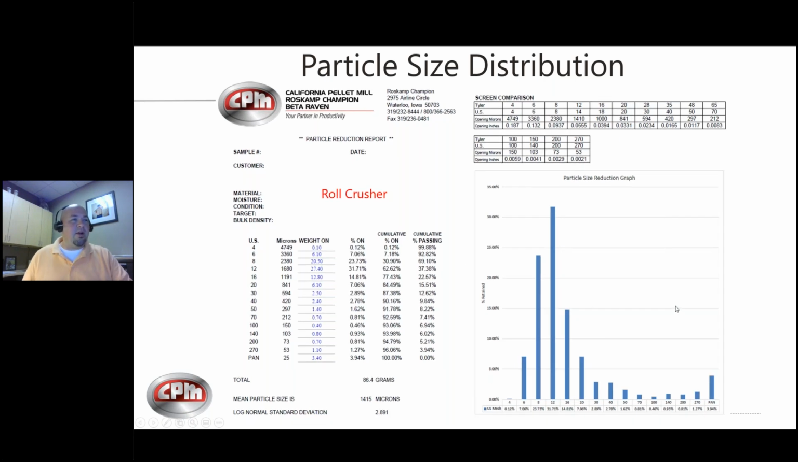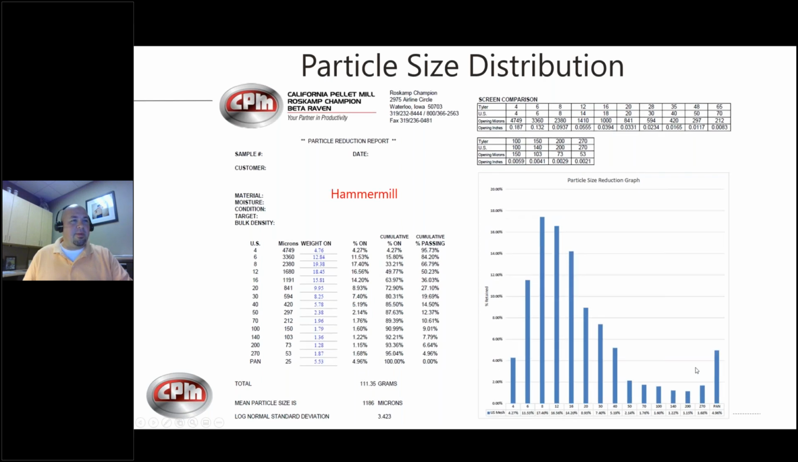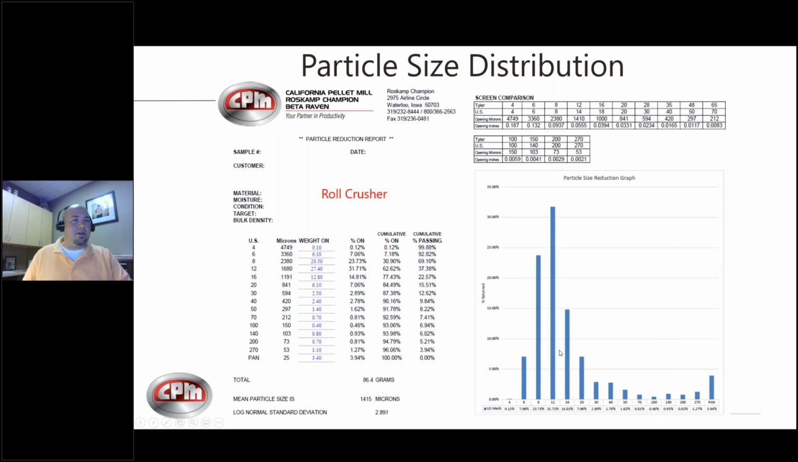But then we can compare it here to the distribution of a roll crusher or roller mill. You can see you have a lot of the material really stacked up here on the 8 and the 12 and a little bit on that 16 mesh screen. I'll go back, we can kind of look at that hammer mill. You can see it's a little wider distribution, whereas on the roller mill or roll crusher, you can see it really concentrated in one area.